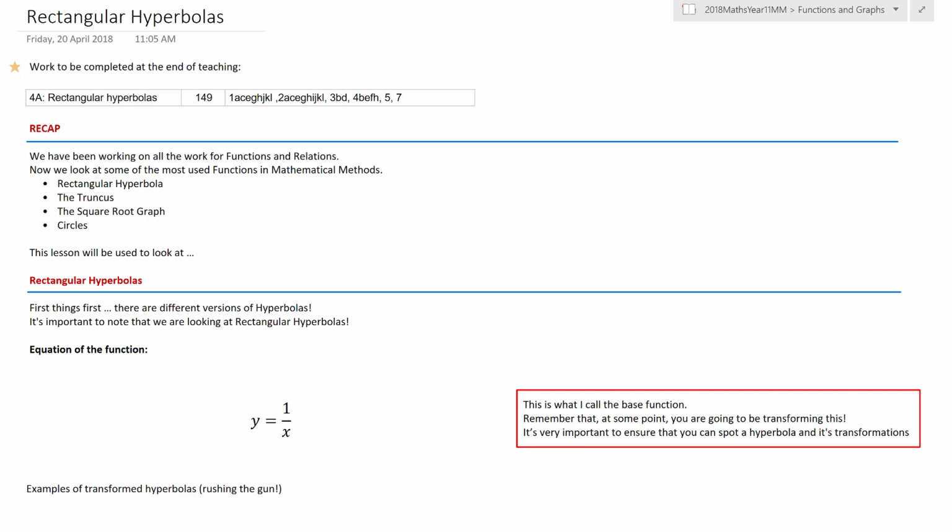For those of you who are working with me in class, please do that work. Fingers crossed, those questions will give you the best start at understanding rectangular hyperbolas.